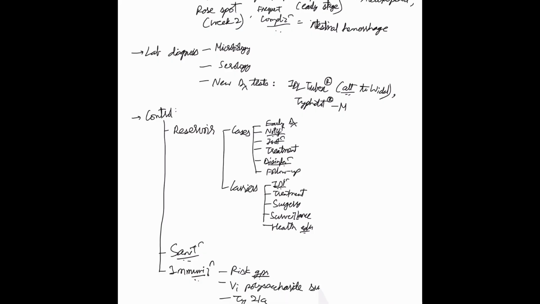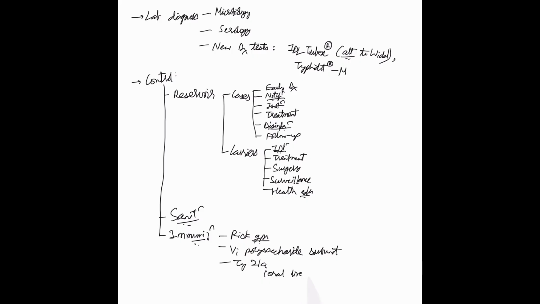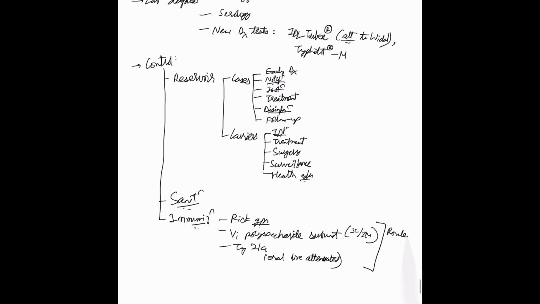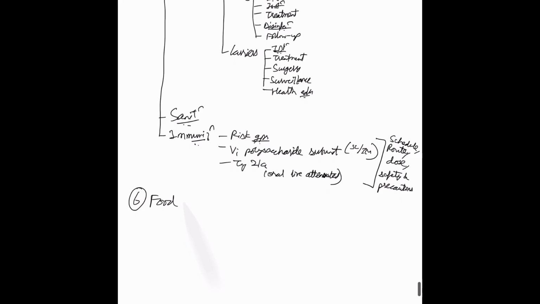Then sanitation and immunization of risk groups using the Vi polysaccharide subunit vaccine given subcutaneously or intramuscularly, and then Ty21a oral live attenuated vaccine. So, the schedule, route, dose, safety, and precautions.